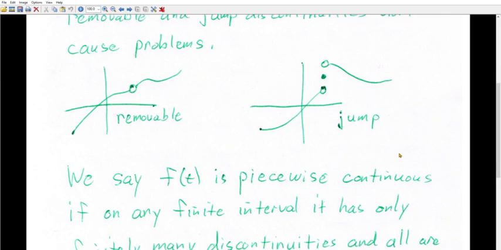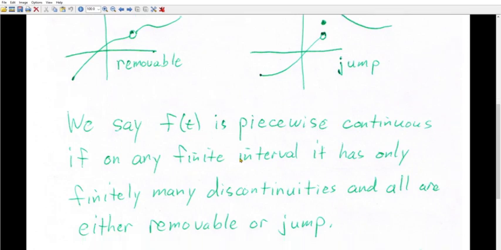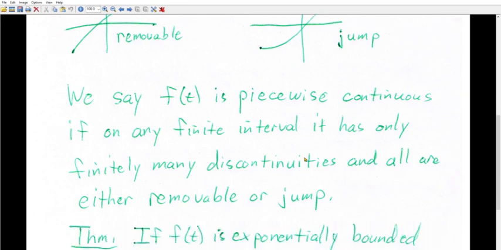Now, functions that we can deal with are functions where these are the only things that are happening. So we're going to say f of t is piecewise continuous if on any finite interval it has only finitely many discontinuities. We can't handle infinitely many of these things in a finite interval, and every discontinuity is either removable or jump.